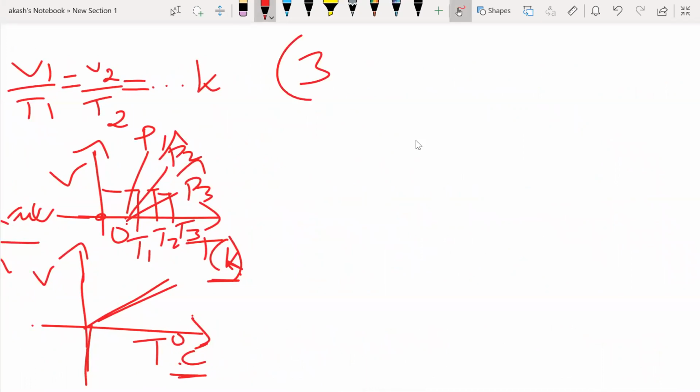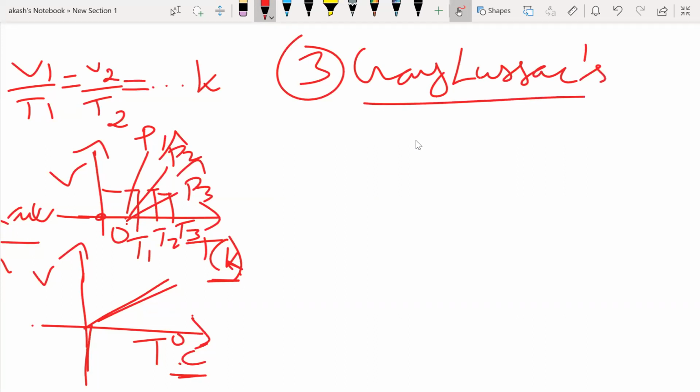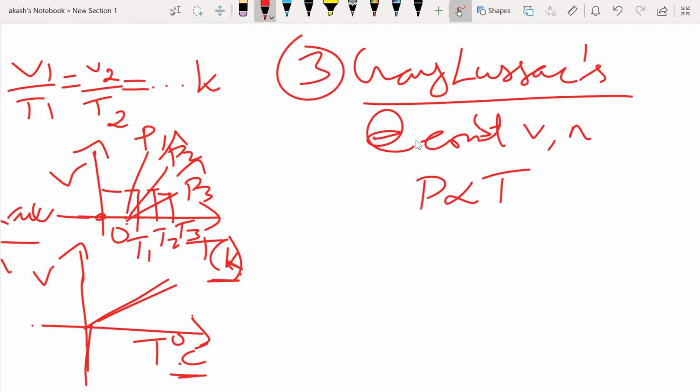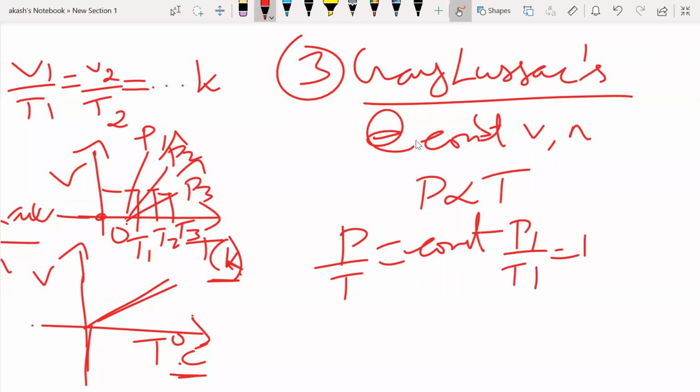Next, third one is what is called Gay-Lussac's law. Guys, Gay means happiness. Okay, fine. So here at constant volume and number of moles, pressure is directly proportional to temperature. This is Gay-Lussac's law. So again, P by T is a constant, or I can say P1 by T1 equal to P2 by T2, so on and so forth, is some constant K.